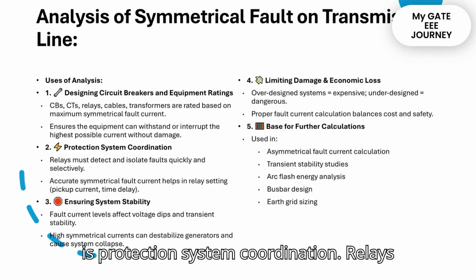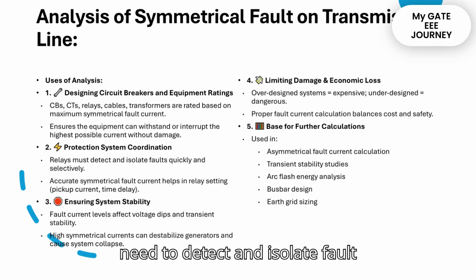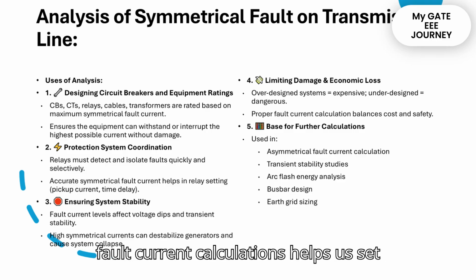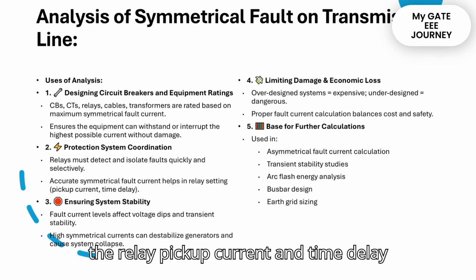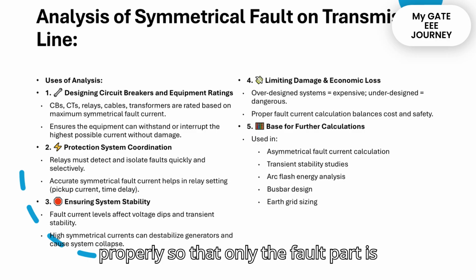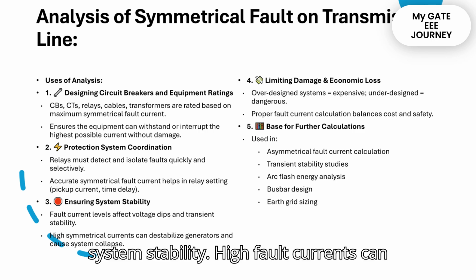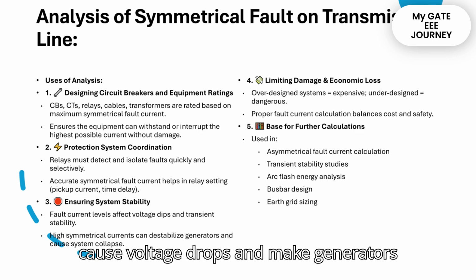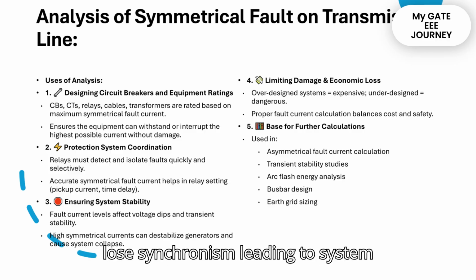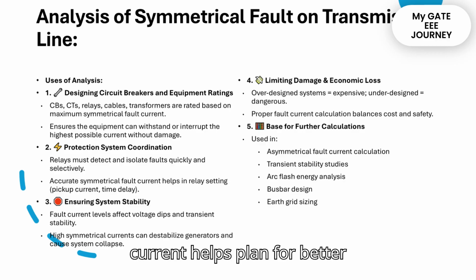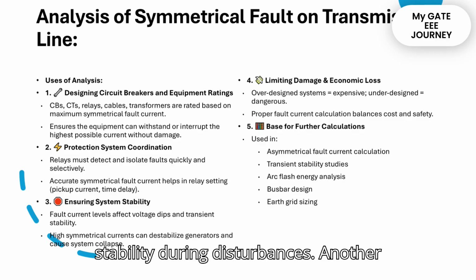Another one is protection system coordination. Relays need to detect and isolate fault currents quickly and correctly. Accurate fault current calculations help us set the relay pickup current and time delay properly, so that only the faulty part is disconnected. Another one is ensuring system stability. High fault currents can cause voltage drops and make generators lose synchronism, leading to system collapse. Knowing the symmetrical fault current helps plan for better stability during disturbances.